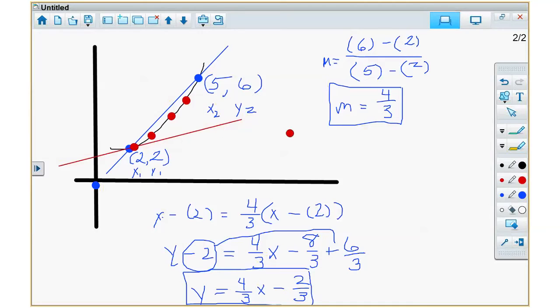So, now, that takes us to 2.3. Now 2.3 is where you actually get into the derivative.